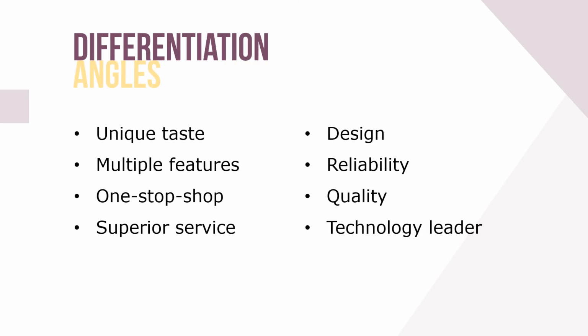Companies can pursue a differentiation strategy from many angles, like a unique taste, like Red Bull or Doritos; multiple features, like Microsoft Office or the Apple iPhone; a wide selection of one-stop shopping, like the Home Depot or Amazon.com; superior service, such as Ritz-Carlton or Nordstrom; engineering design and performance, like Mercedes-Benz or BMW; product reliability, like Whirlpool or Bosch; quality manufacturing, like Michelin or Toyota; and technological leadership, like 3M.